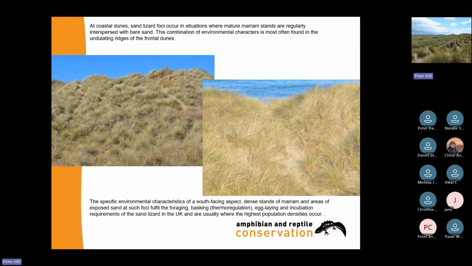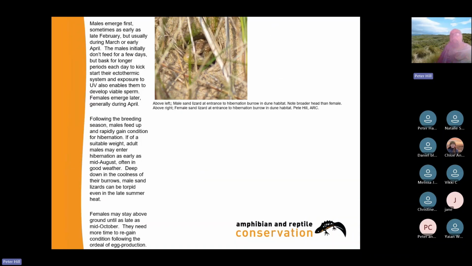So there you can see in the frontals in this glass, a close-up, little bare sand patches surrounded by marram grass. Those are the ideal basking and egg-laying sites that sand lizards use in Wales, and it tends to be the frontal dunes where the highest population densities occur.